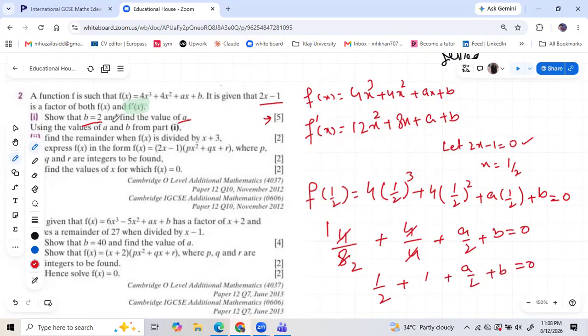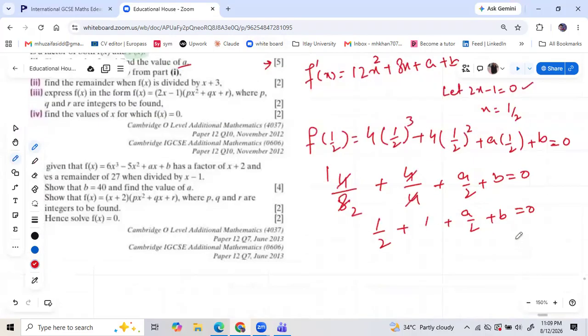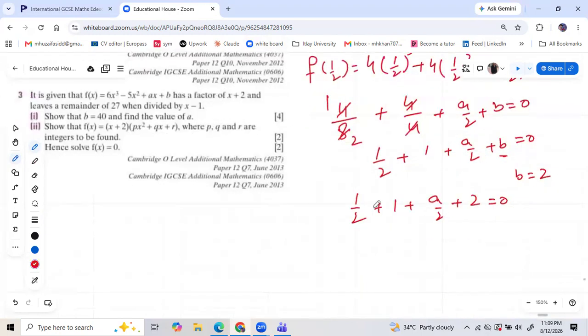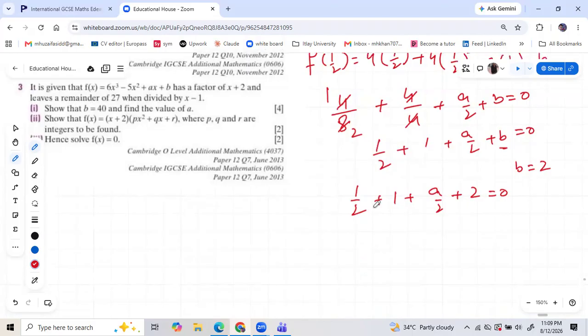Here we have b is equal to 2. If we put the value b is equal to 2, this is given. So look at it here. 1 over 2 plus 1 plus a over 2 plus 2 is equal to 0. Now here, if we rearrange, a over 2 plus 2 plus 1, this is 3, plus 1 over 2 is equal to 0.